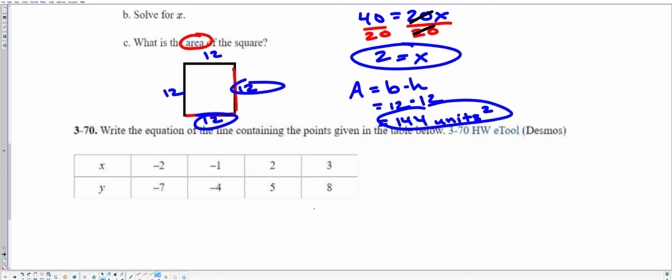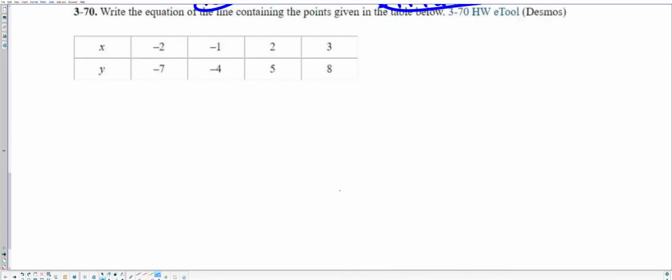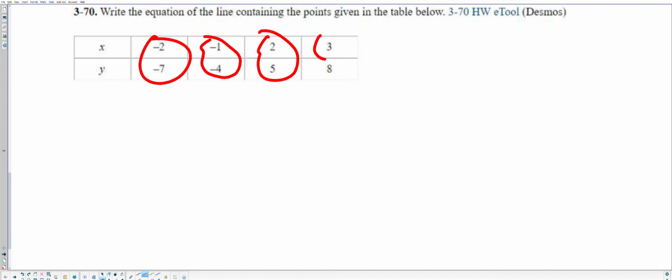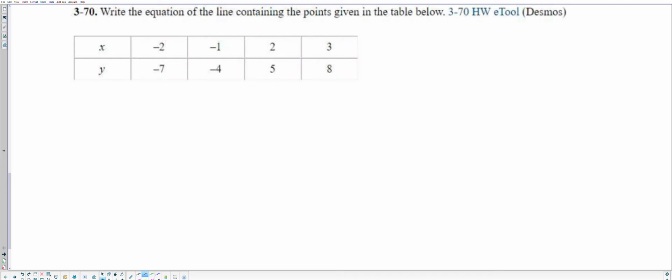And that's 68. And the last one, number 70. Write the equation of the line containing the points given on the table below. Okay, so because you have x and y, and x and y, and x and y, and x and y, because you have a whole bunch of points, actually 4 of them, you don't need to go and use all 4. You really just need 2. Okay, and you can use any of the 2 sets, but I'm going to go ahead and use the 2, 5.